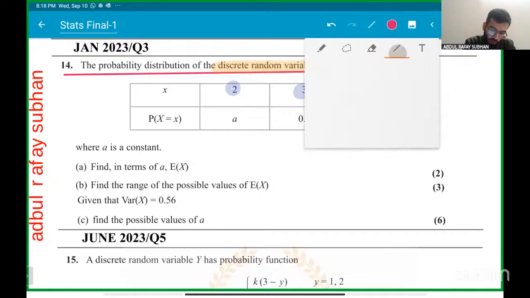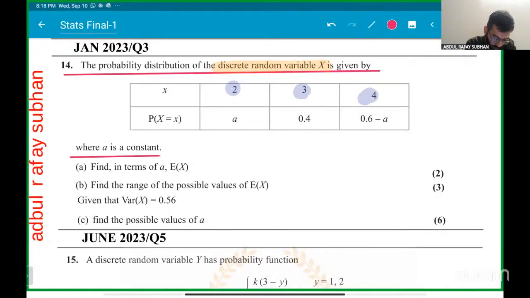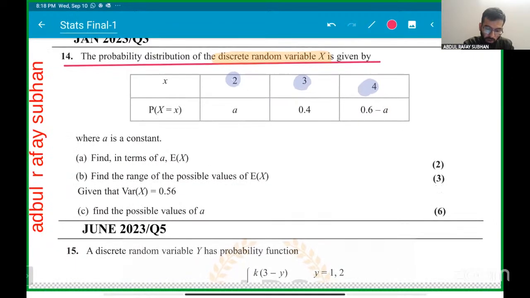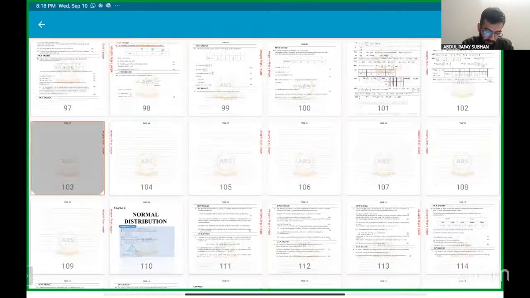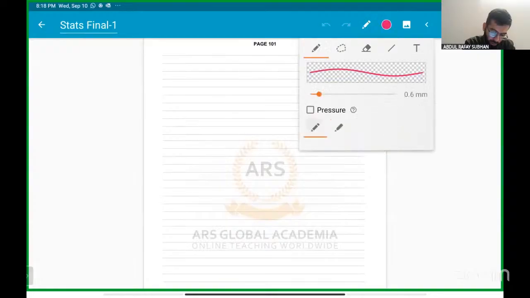That's how it goes. So what we have to do, where A is a constant, is find in terms of A the mean. Then we have to find the range, where E(X) stands for the expected value or mean. We have to find the possible values of A, given that we have to find the variance as well. Let's get started with part A. Part A is at a very basic level, so let's start the working.